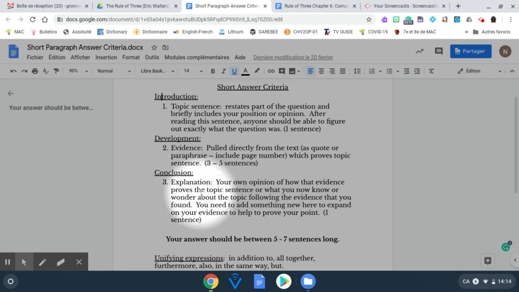Finally, we go to our conclusion, which is maybe the toughest part, and this is an explanation of your own opinion of how the evidence that you've provided in your development proves the topic sentence, or what you now know or wonder about the topic following the evidence that you provided. So you had your introduction, you made your case, you proved your case in your development, and now you're going to reach further with your conclusion after you've taken the time to prove that what you said in your introduction is true.